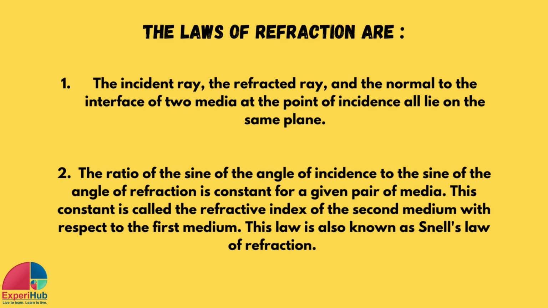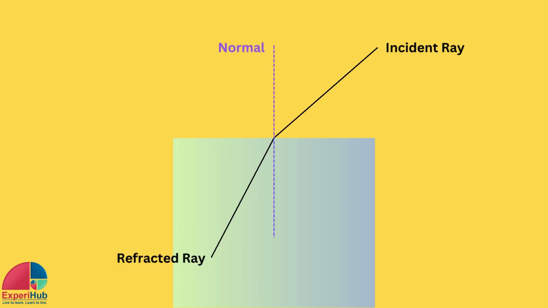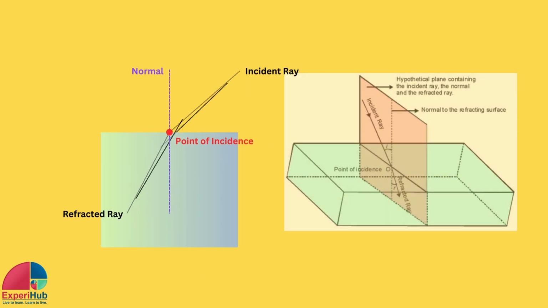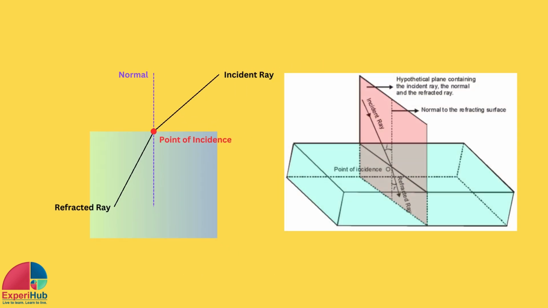Let us understand each of these very carefully. We have our incident ray, our refracted ray, and our normal. All these intersect at a single point known as the point of incidence, and this point of incidence lies on the refracting surface. Again, all of these, that is, the incident ray, the refracted ray, the normal, and the point of incidence lie on the same plane as can be seen from the diagram shown.